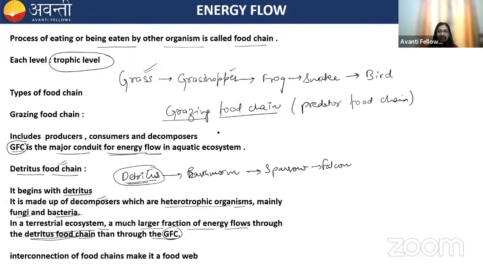These food chains get interlinked. For example, organisms which are present in the detritus food chain act as prey for the organisms in the grazing food chain. So both the food chains can be interlinked, and the interconnection of these food chains forms a food web. And the food web provides stability to the ecosystem. Because in a food web, one species can be eaten by different animals. So now there are choices among the animals. So the food web provides stability to the ecosystem.